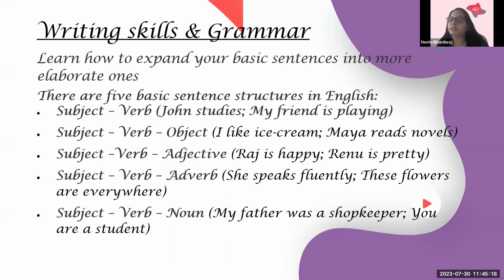Look at the third category now. Subject, verb, adjective: Raj is happy. Renu is pretty. Now, subject, verb, adverb: She speaks fluently. These flowers are everywhere. Subject, verb, noun: My father is a shopkeeper. You are a student.